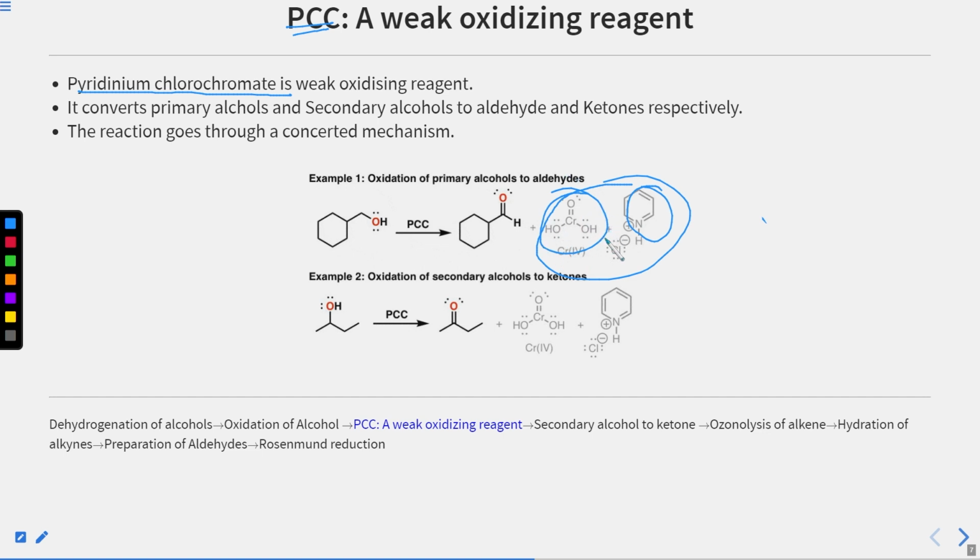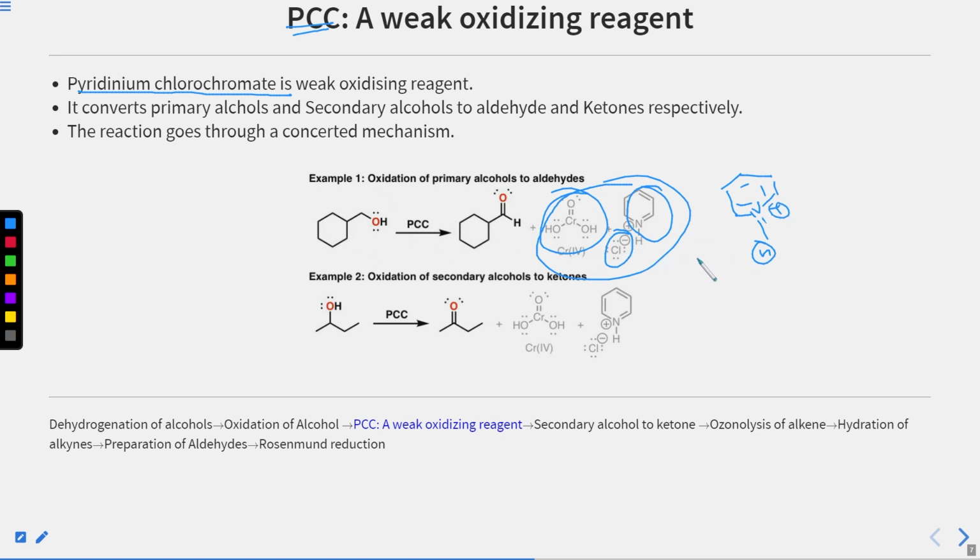So this is the chromate, and we have the pyridine. Why is it called pyridinium chloro? Because we have a chlorine counter atom also. What it does is that this pyridine abstracts a proton from here. Pyridine looks like this. When a base takes an acid H plus, it is converted into pyridinium.